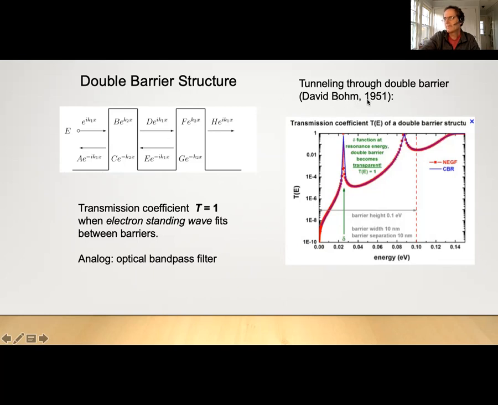David Bohm, a physicist who's famous for many things, did the first calculation of tunneling through a double barrier in 1951. And here it is. And what he showed is that there's this sharp resonance. And exactly at this energy, the double barrier structure becomes transparent. That is, the transmission goes to 1. But it's strongly cut down on either side of this magic resonance. And then at higher energy, there are second resonances, and then finally you can just get electrons to flow right over the top of the barrier. But this is the important part.